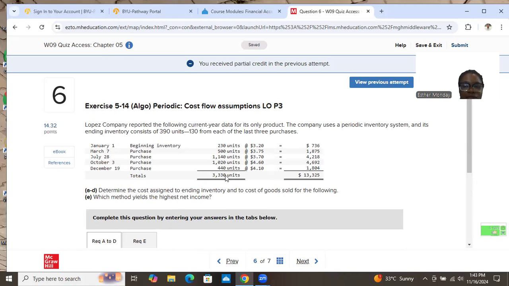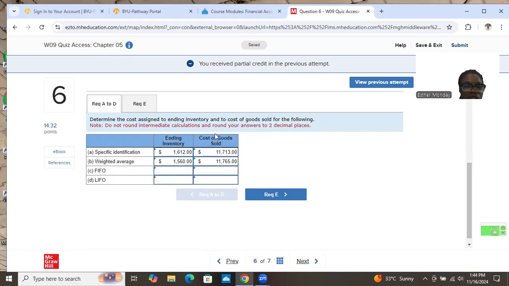So now the ending inventory will be the remaining unit number, which is 390. So now you use that same $4 and multiply it by 390. This is what we have as our ending inventory, which is 1,560.